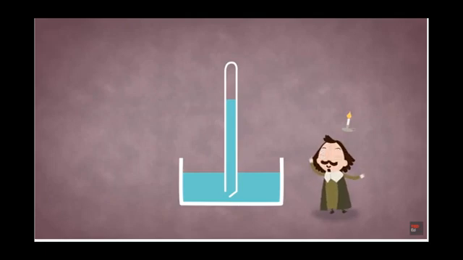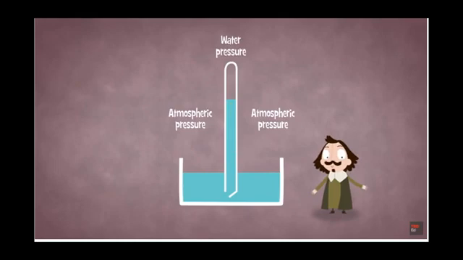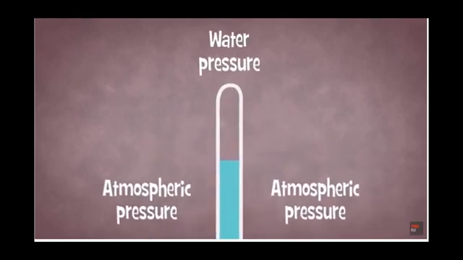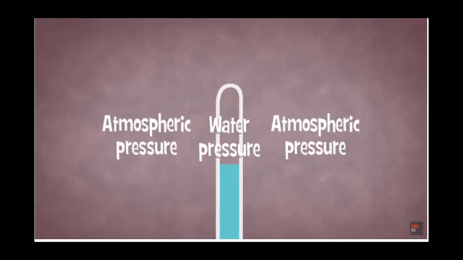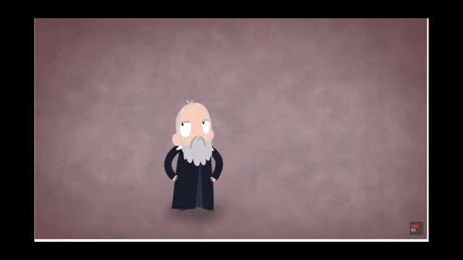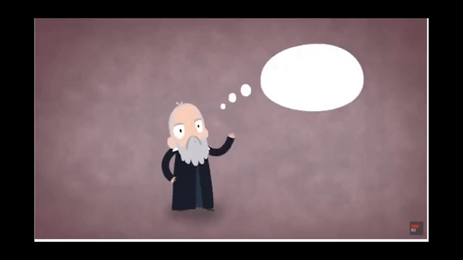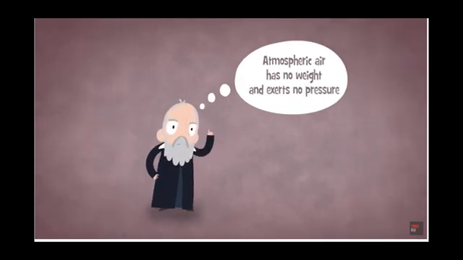He realized that the experiment was not only a tool to create a vacuum, but operated as a balance between the atmospheric pressure on the water outside the tube and the pressure from the water column inside the tube. The water level in the tube decreases until the two pressures are equal, which just happens to be when the water is at 10.3 meters. This idea was not easily accepted, as Galileo and others had traditionally thought that atmospheric air has no weight and exerts no pressure.